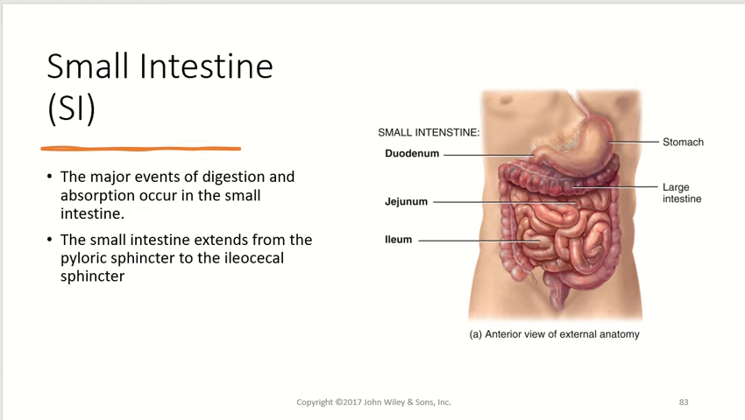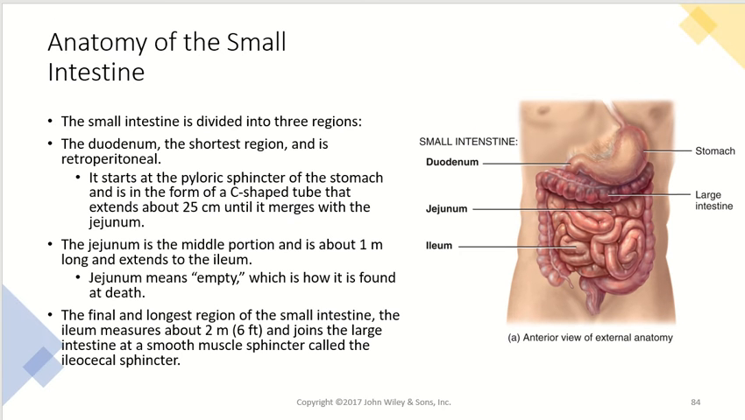Today we're talking about the intestines, starting with the small intestine. The majority of the events of digestion and absorption are going to occur in the small intestine. The small intestine is going to extend from the pyloric sphincter in the stomach down to the ileocecal sphincter where the large intestine begins.